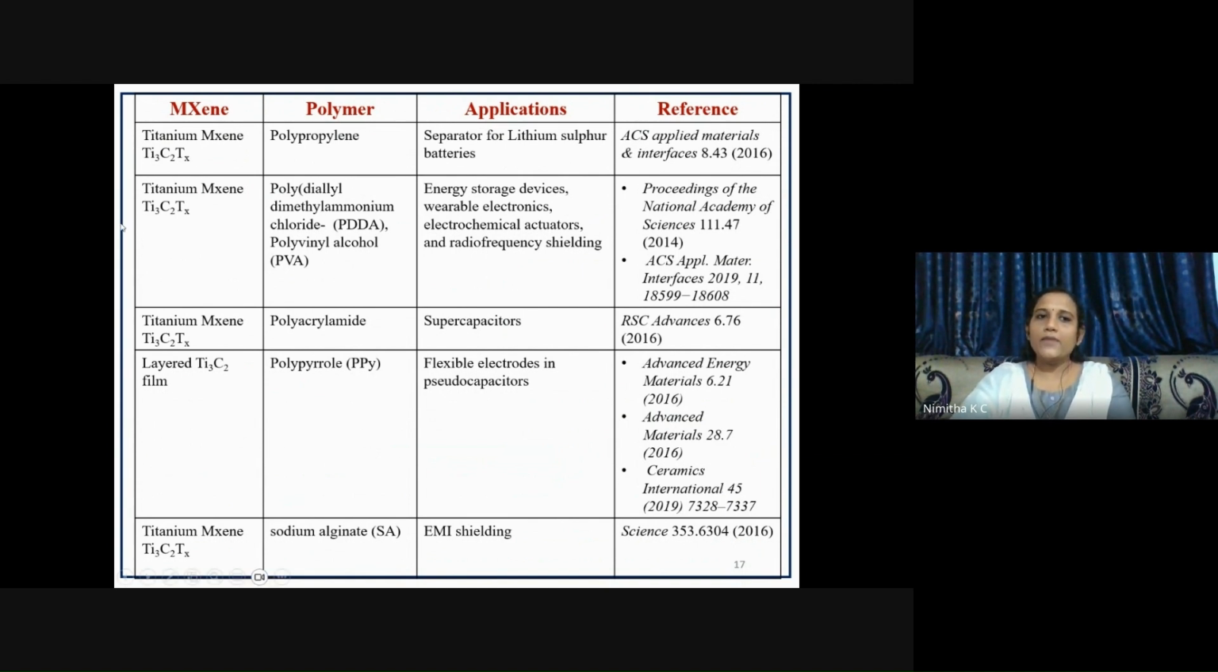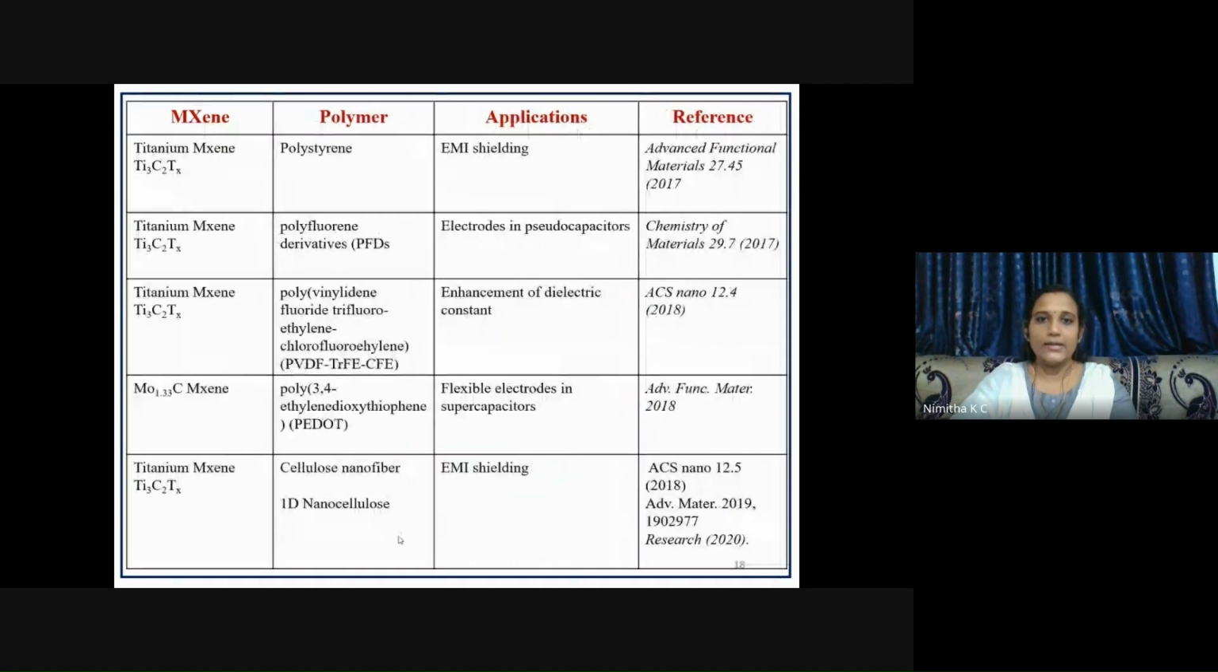These are some of the examples of the various kinds of MXene-based polymer nanocomposites, which found various applications in the energy field. Here we can see that the majority of the MXenes are composed of the metal titanium. When I refer to more literature, I can see that the one with more electrochemical performance is based on the titanium-based MXene. It can be incorporated into polymers like polypropylene, PDDA, polyvinyl alcohol, polyacrylamide, and some natural polymers like cellulose and sodium alginate. Sodium alginate is actually a polymer which can be extracted from seaweed. These found applications in several kinds of energy storage devices like lithium sulfur batteries and supercapacitors. They found applications to manufacture flexible electrodes in pseudocapacitors. They found applications in EMI shielding.